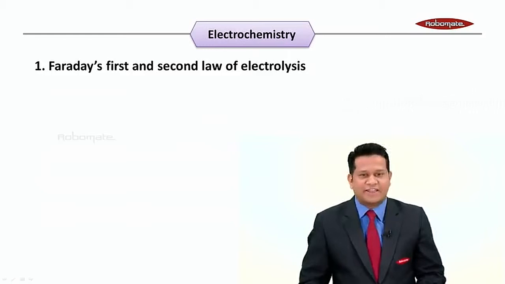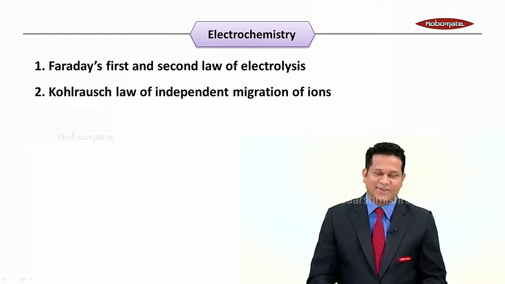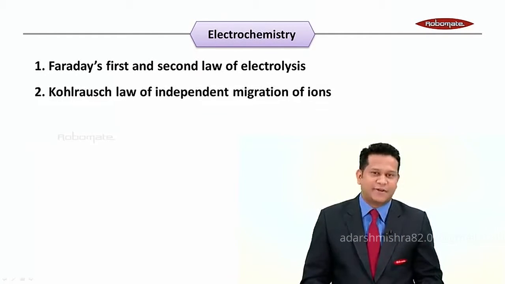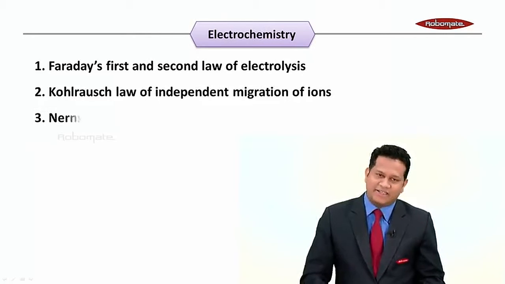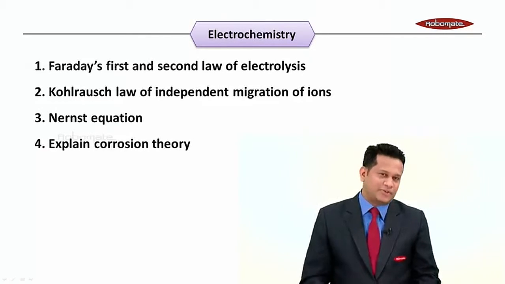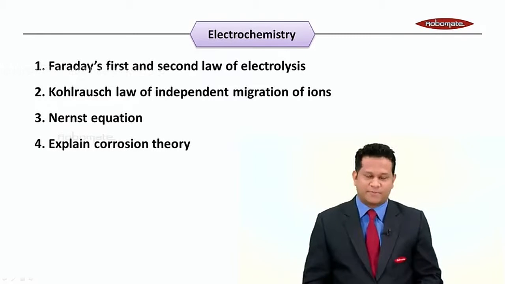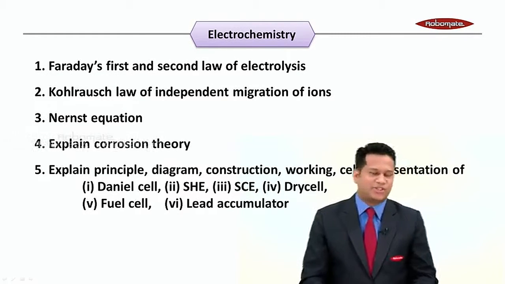Faraday's first law and Faraday's second law of electrolysis. Kohlrausch law of independent migration of ions. Nernst equation, where the numericals are very important. Fourth one, explain corrosion theory.